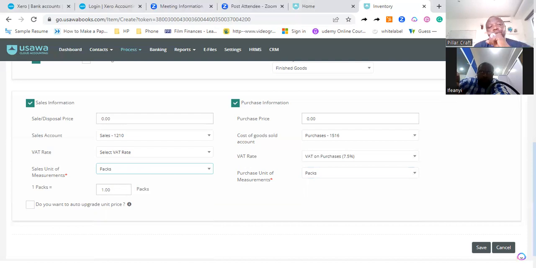Yes. So the first thing I'm doing is the way you have set up. You said you set up packs and the carton separately. Yes. So now, on this retail, what I just saw, purchase unit of measurement, you put packs. I thought it would have been cartons and selling packs. I don't know. That's how we did it.